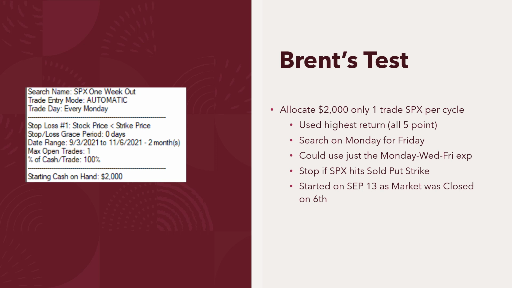Now, we started off in our strategy testing just allocating $2,000 to only the top trade of SPX sorted by highest return. These typically ended up being the 5-point spreads as we expected. They typically have a higher percentage return, not necessarily the higher net credit, but the higher percentage return as opposed to the 10-point spreads. We search on Monday for the following Friday.